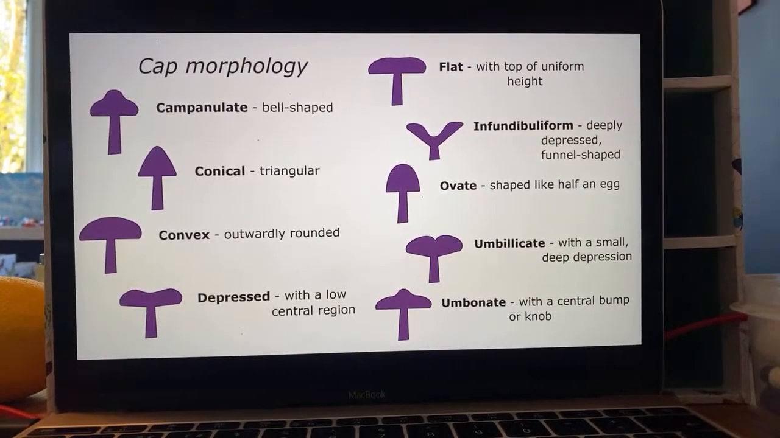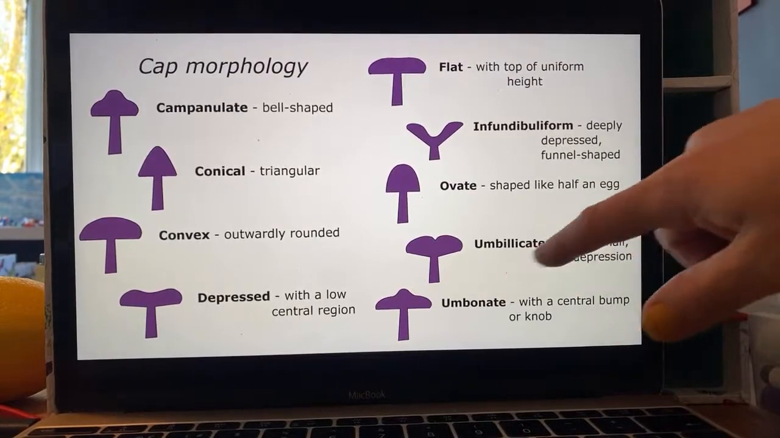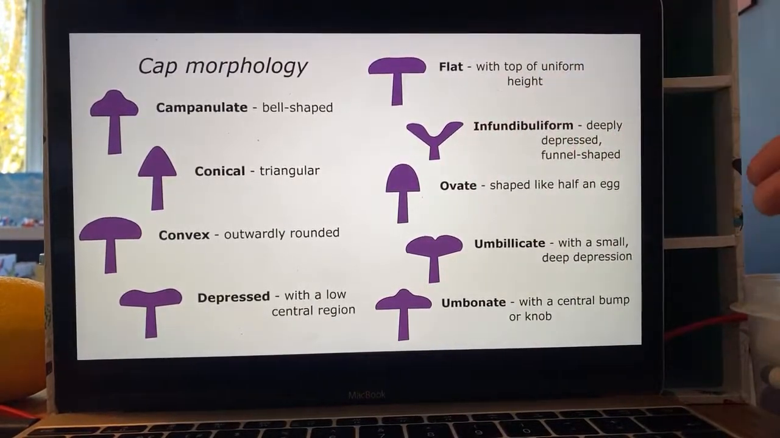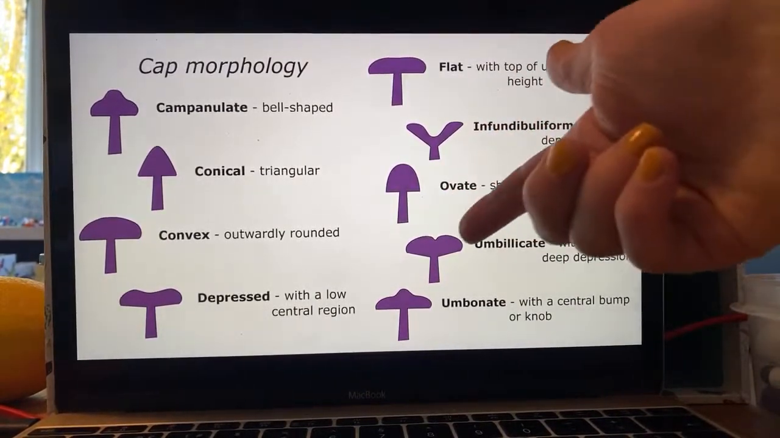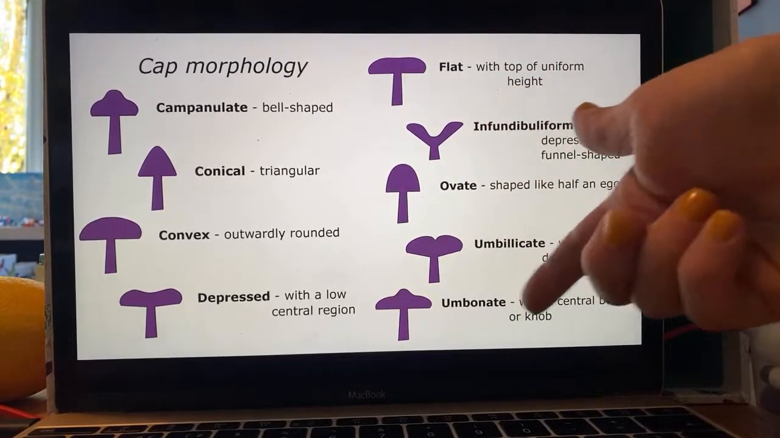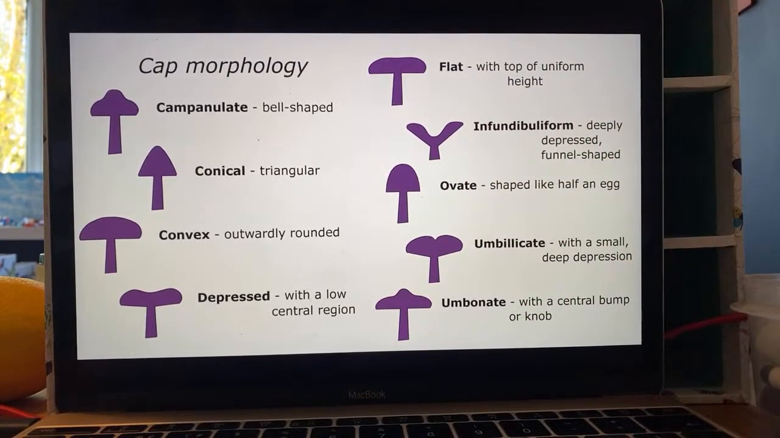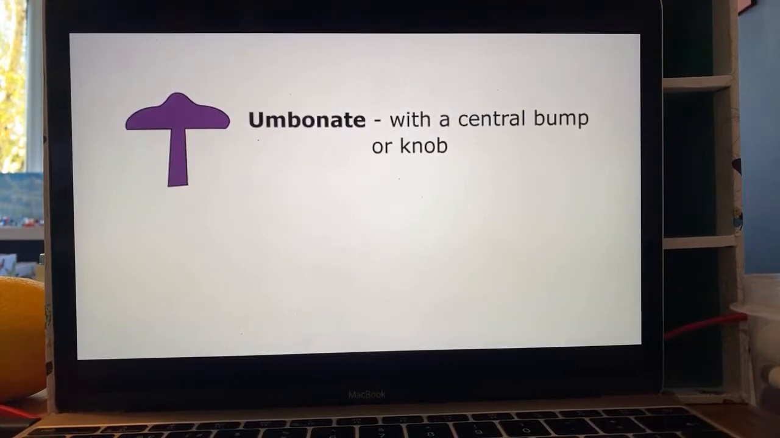Infundibuliform is a deeply depressed mushroom. Looks like a fish's tail. Ovate sort of looks like someone's chopped the bottom off an egg and stuck it on a stipe. Umbilicate has a small but deep depression, kind of like a whale's tail, I'm going to say, instead of a mermaid's tail. And the umbonate has got a central knob on. So I thought, let's make an umbonate, because that's definitely the most fun word. Join me now, please. It's up to you again if you want to make a 3D model out of Play-Doh or if you want to make a flat model. I'm going to make a flat one so that I can stick it on my whiteboard.